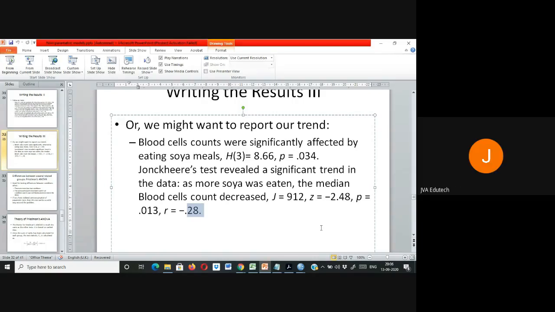Now what it will tell you is that eating soya decreases the blood count. If you see, we already saw the test statistic 8.66, P is equal to 0.034. But if you see using the Jonckheere-Terpstra test, it will tell you a significant trend in the data. As more soya was eaten, the median blood cell counts decreased, but that decrease was weak.